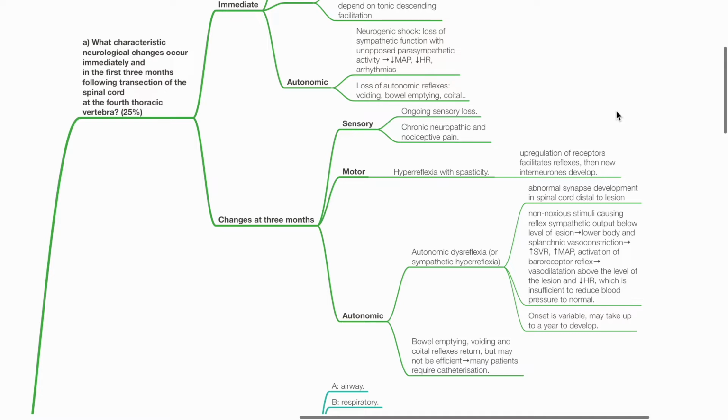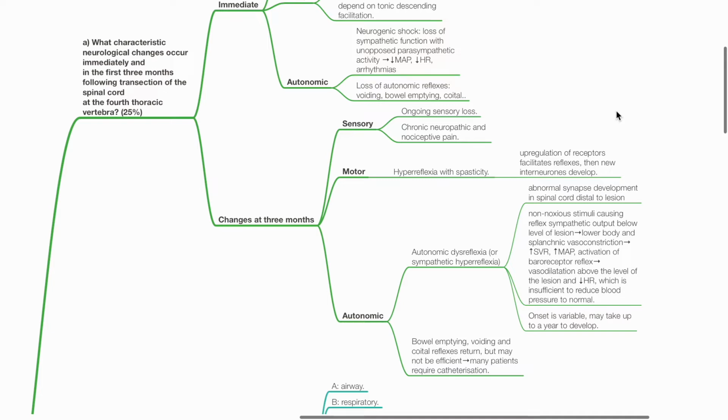Hyperreflexia with spasticity due to upregulation of receptors facilitating reflexes and new interneurons developing. Autonomic dysreflexia or sympathetic hyperreflexia occurs. There is abnormal synapse development in the spinal cord distal to the lesion. Non-noxious stimuli cause reflex sympathetic output below the level of the lesion.